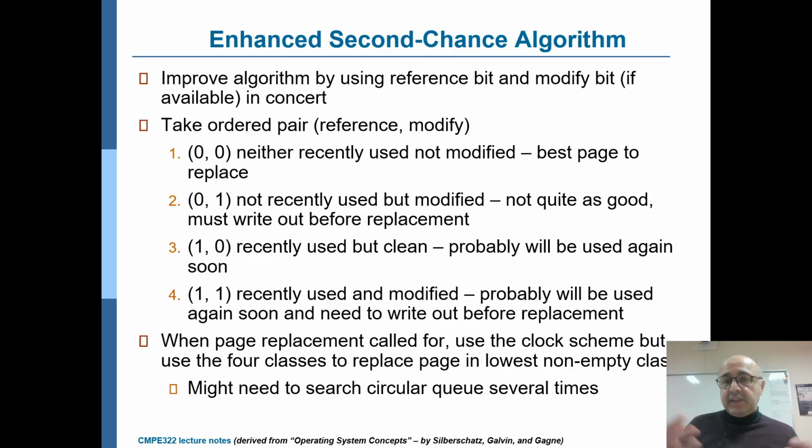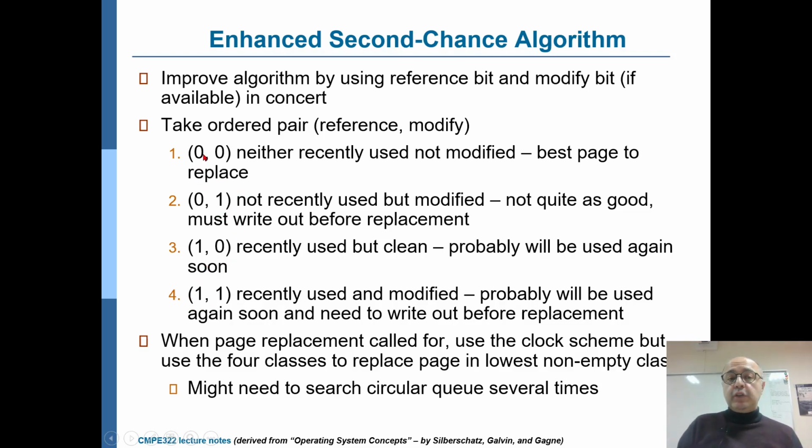Now there are some enhancements also to the second chance algorithm. You can improve the second chance algorithm by adding a second bit, the modify bit. Actually, we already have the modify or dirty bit, remember. So look at the reference bit and the modify bit together as a tuple. If that tuple is 0,0 or 0,1 or 1,0 or 1,1, it has different meanings.